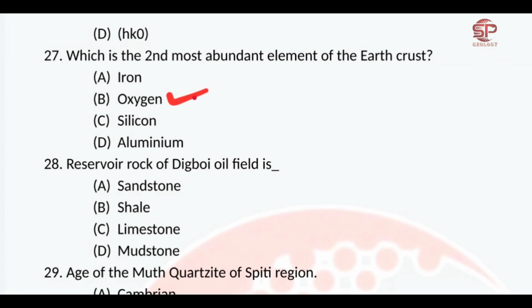You see oxygen, it is 46.6%. Silicon, it is 27.7%. Aluminium, it is 8.1%. Then iron 5%. Then others like this. So silicon is the highest. Sorry, it is the second highest. Oxygen is the highest. So the second most abundant element in the earth crust will be silicon.